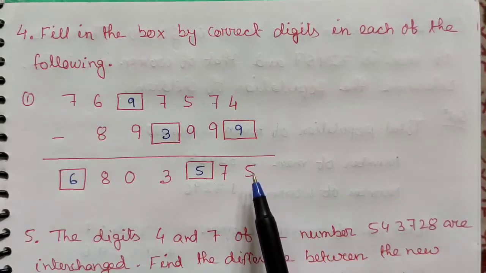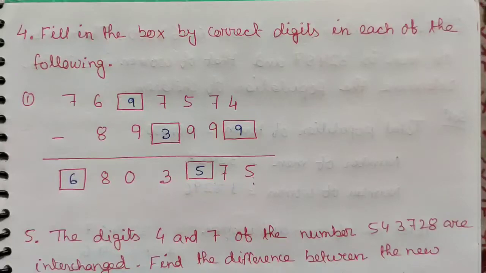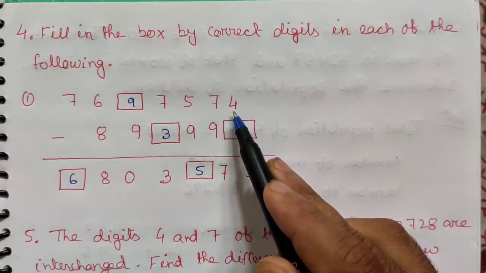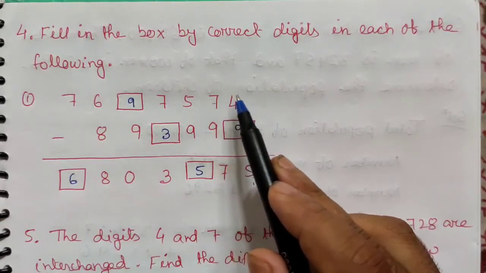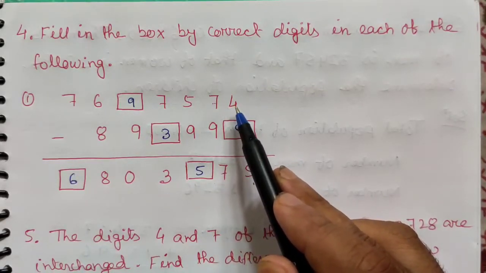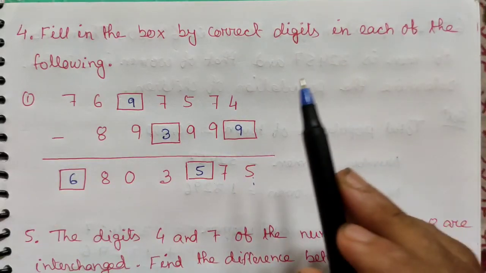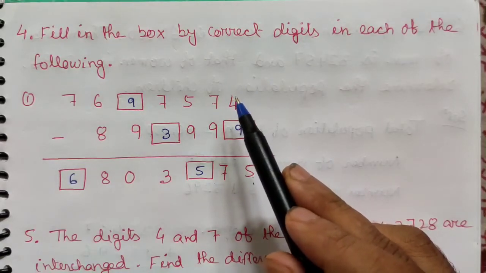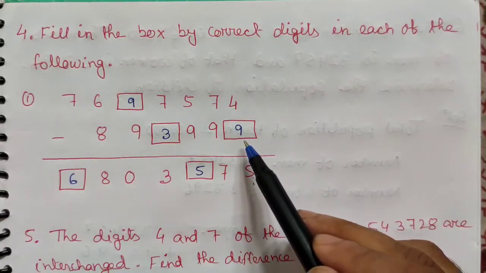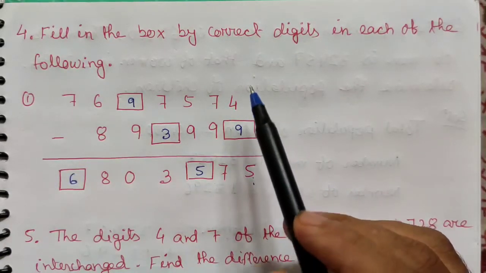Is it possible to subtract anything from 4 and get the result 5? It is not possible. So we will consider this as 14. So we will take 1 from this. So the number will be 14, right? So when we subtract 14 from 5, the result is 9.